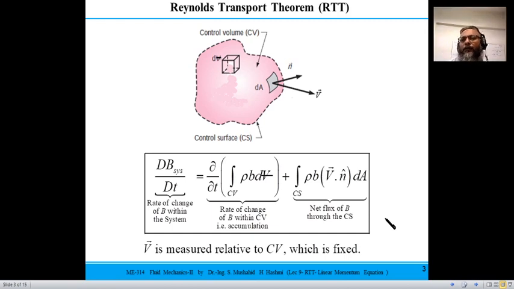And small b is its corresponding intensive quantity. So the extensive quantity B divided by the mass results in a small b, which is an intensive quantity. And V dot n is the velocity component in the normal direction. The velocity is a vector having two components. One is a normal component, and whatever comes out through this area is only from the normal component. There is a tangential component of the velocity which always remains within the control volume. It doesn't cross the control surface. That's why we always talk about the normal component of the velocity, and V dot n is just the normal component of the velocity.